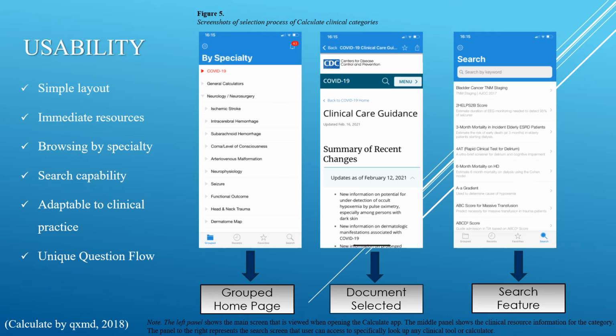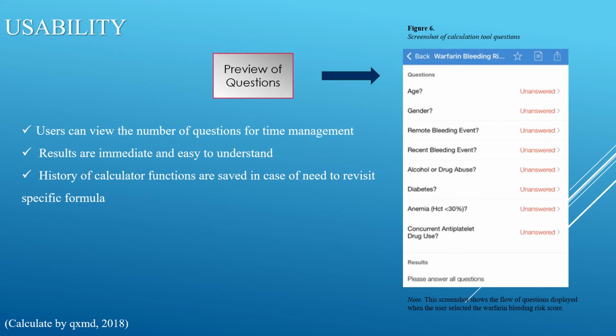The unique question flow is based off a survey style. A diagnostic question is presented and prompts the user to answer before moving on to the next step. This process is repeated until the result is formulated. It is a user-friendly app with scoring tools set up in a survey style to easily maneuver. The questions are automatically previewed so that the user can assume time management. The results are easy to understand and immediately accessible. The app trends your history so that if needed, the user can instantly revisit the tool if appropriate for practice.